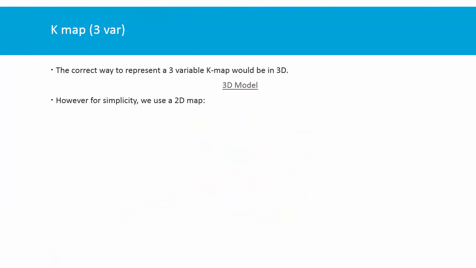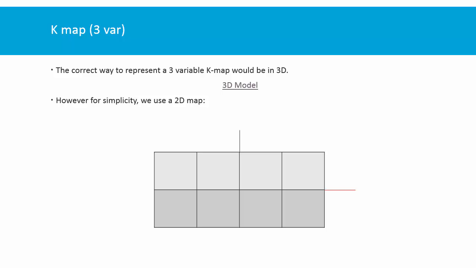So now you've seen how you can represent a 3-variable K-map with a 3D model. However, it is very hard for you to draw a 3D model on paper, so we use a 2D map for simplicity. This is what a 3-variable K-map looks like.